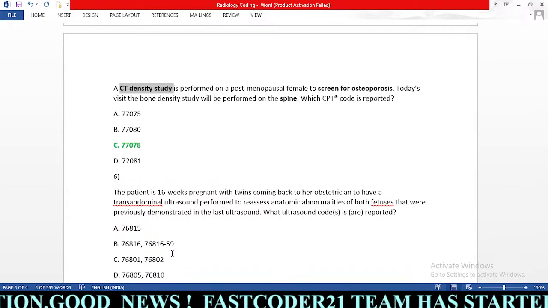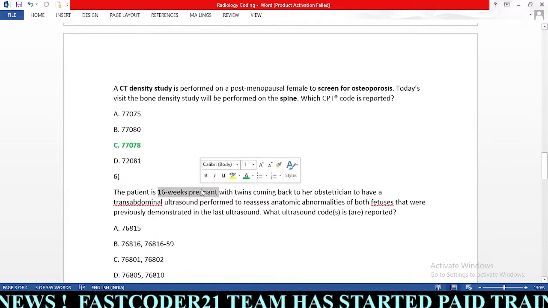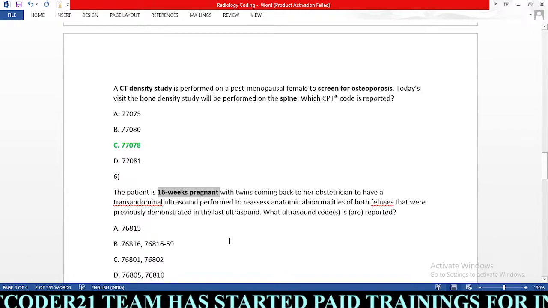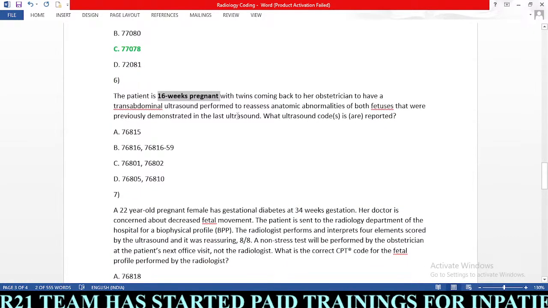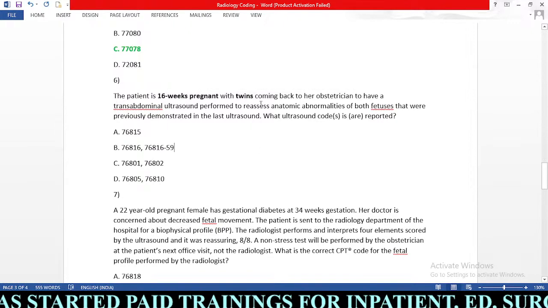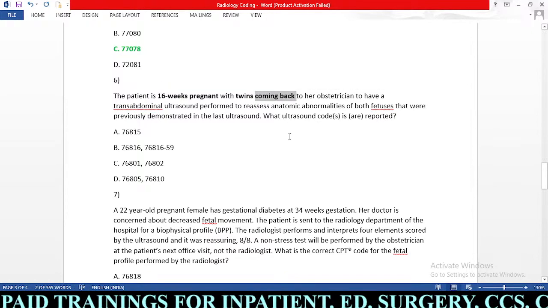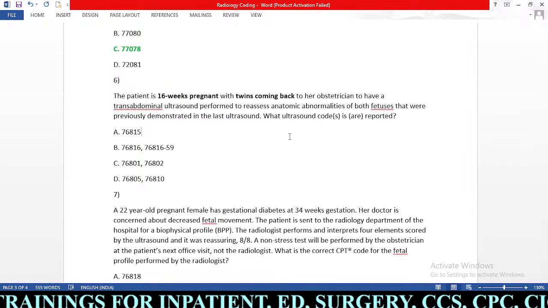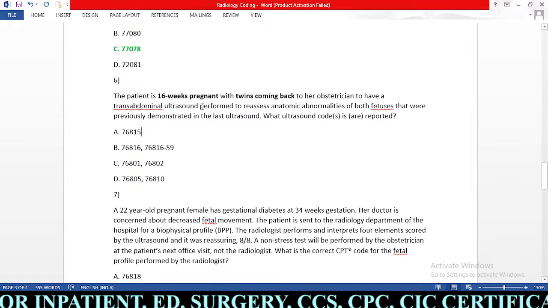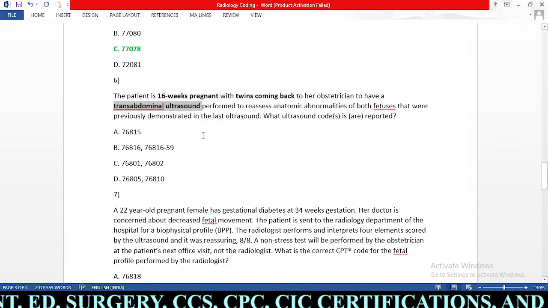So we will discuss the answer now. So the patient is 16 weeks pregnant. In radiology, weeks of gestation is also very important. So we can choose this as one keyword, and with the twins. So this is also one keyword, and coming back. So whenever we see coming back, this is a follow up. So patient is coming for second time. So that's why here we have the words coming back to her obstetrician to have a trans-abdominal ultrasound. So this is also one keyword.